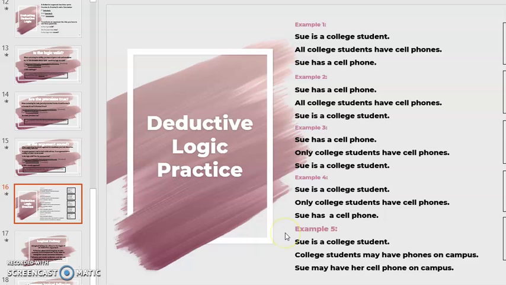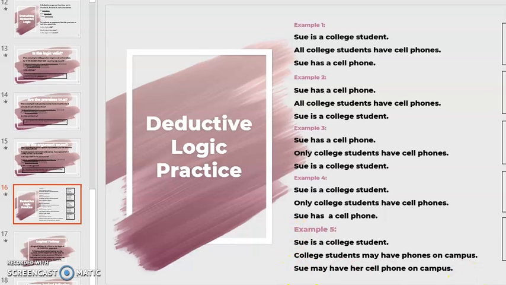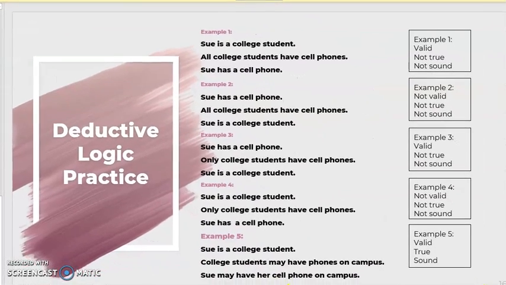Finally, example 5: Sue is a college student. College students may have phones on campus. Therefore, the conclusion that Sue may have her cell phone on campus is a valid conclusion. So the logic is valid. These two things are both true premises. So this is the only example out of all five that is sound.